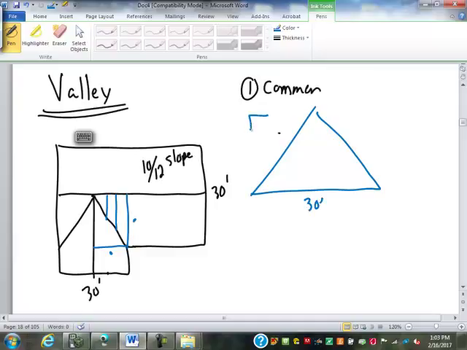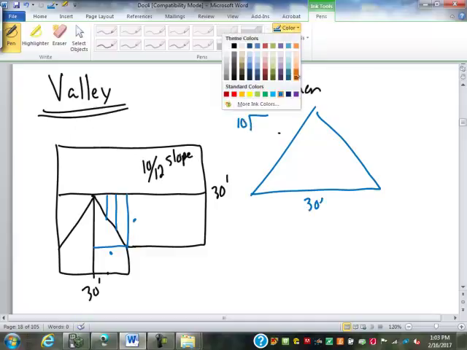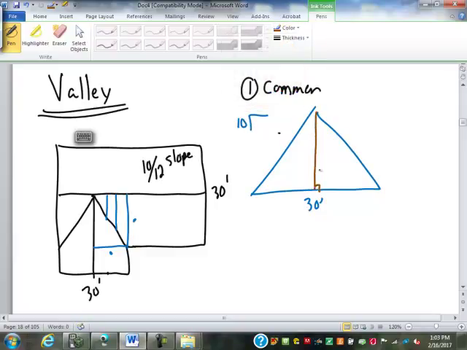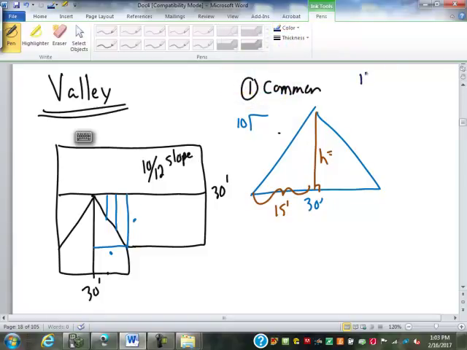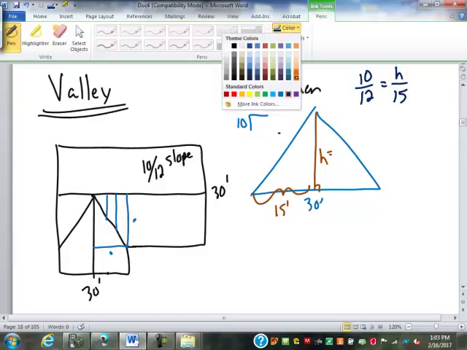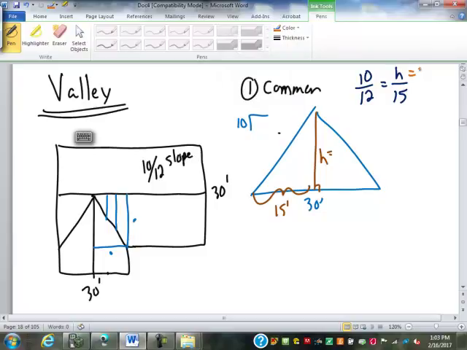30-foot span, 10-12 slope, looking for H, run of 15 feet, 10 over 12 equals H over 15, which gives us 12.5 for H. Yes, no? Yeah?